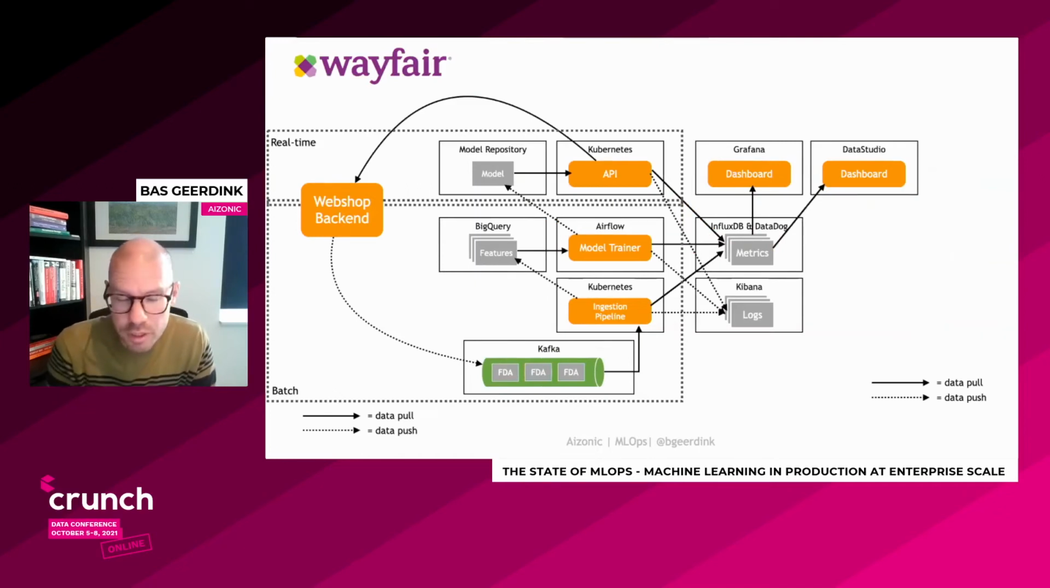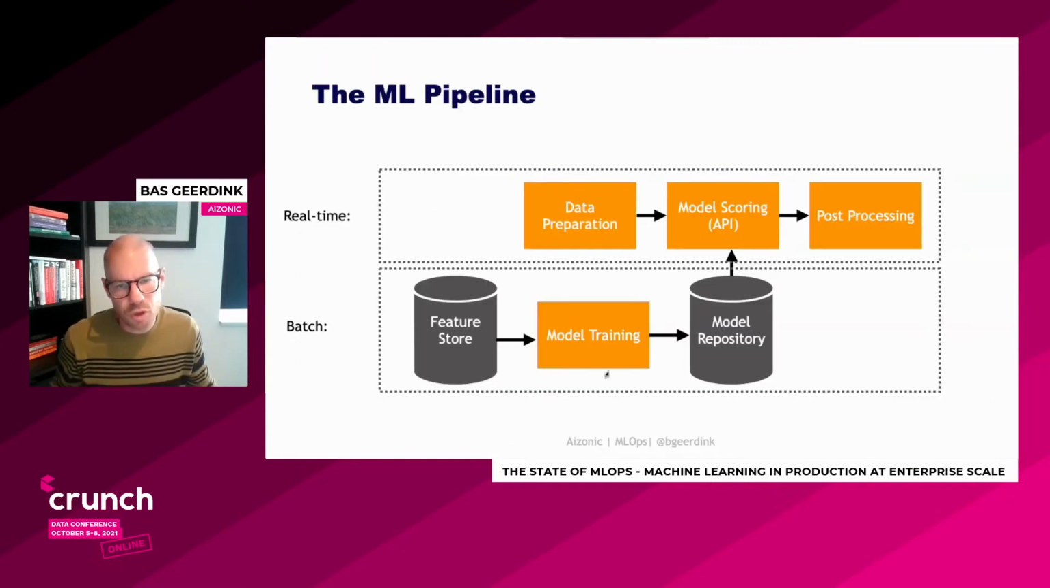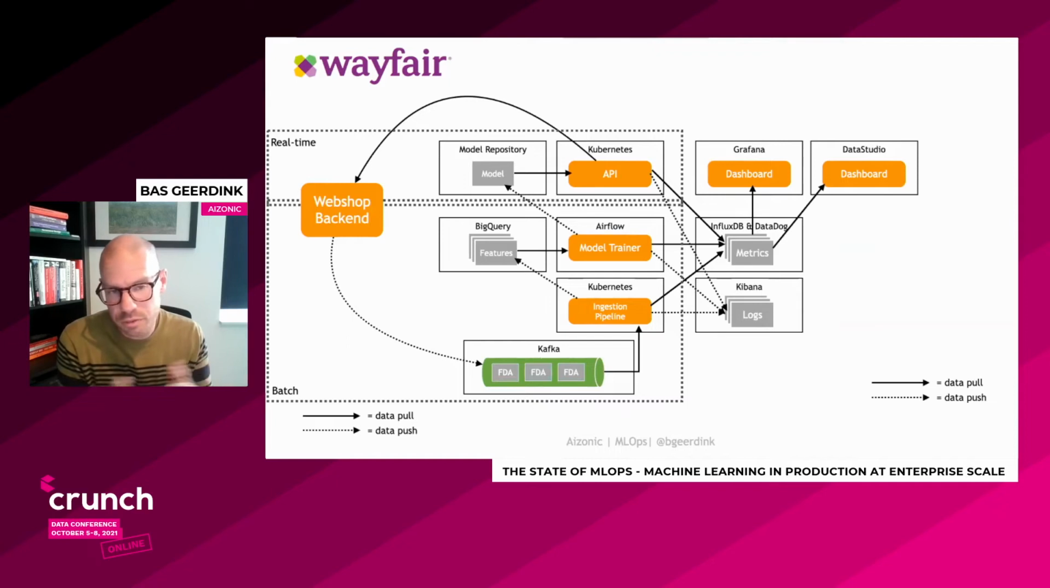An example of this kind of architecture in real life is this picture from a company I currently work for, Wayfair. We run machine learning models in production in this way, and it's important to realize that this combination of batch and real time, this high-level view of a batch job that produces a model and a real-time pipeline that executes the model, can be seen in a lot of places. In this case, the model trainer is running on Airflow. It's producing a model that is stored in the model repository and run from a Kubernetes API, and that is being displayed in the webshop backend to, for example, display the lead times for customers when they are ordering furniture.